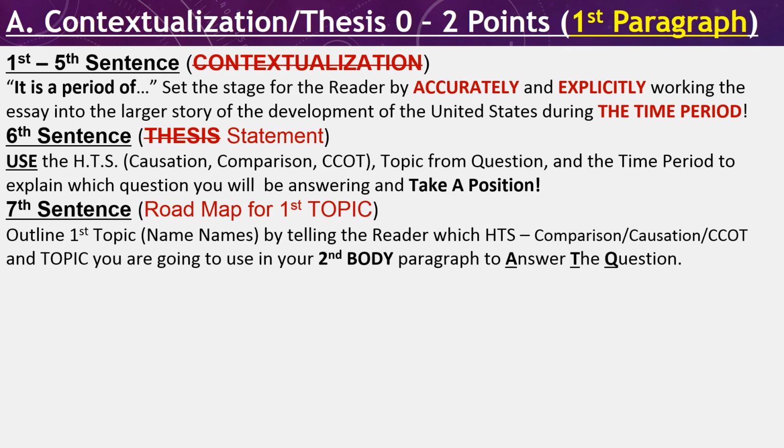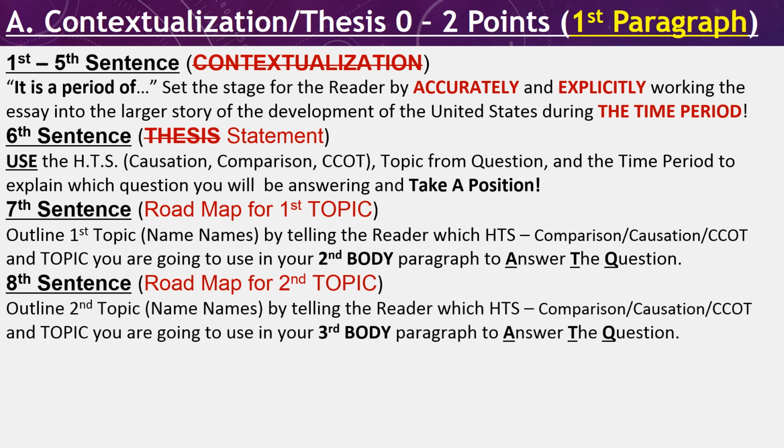The 7th sentence is where you're developing a roadmap. You're going to outline the first topic. Just give the reader a simple sentence, and I'm not talking about 5 or 6 words. You can have a compound sentence here, but give the reader a good understanding of what your first topic is about and how that's going to help to answer the question.